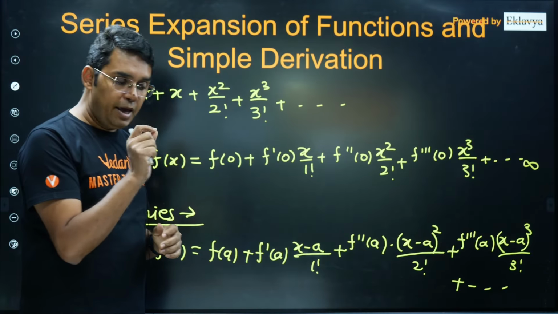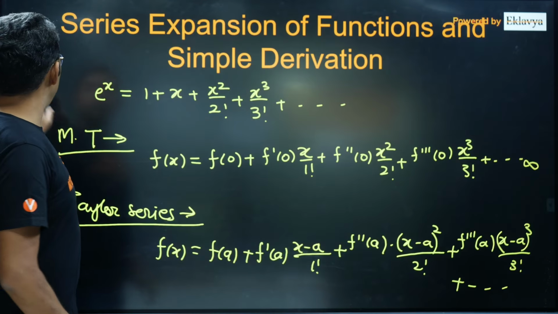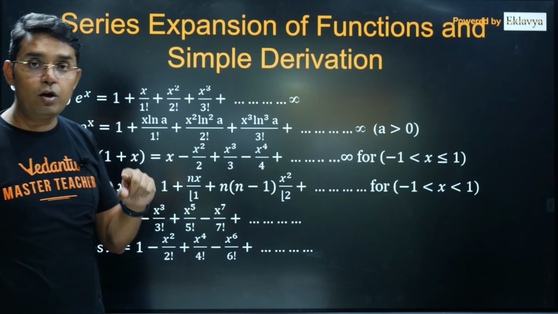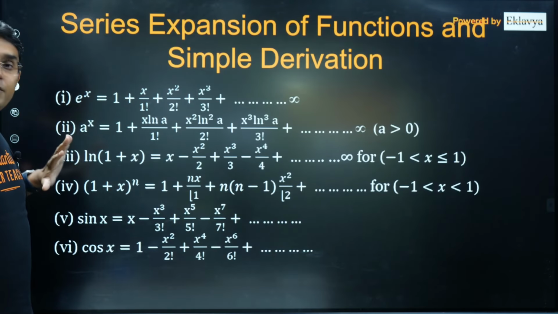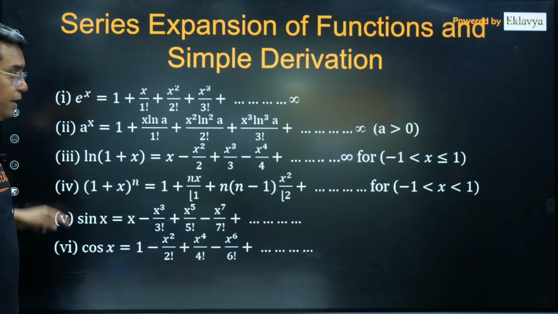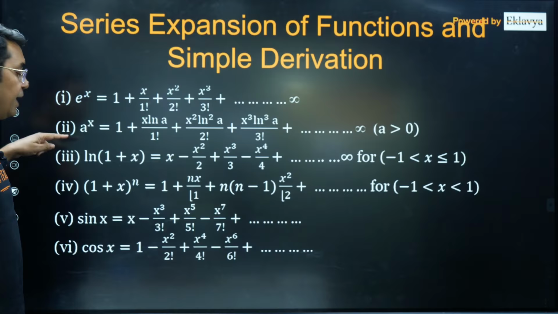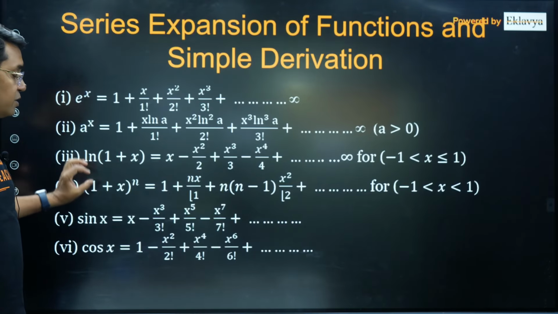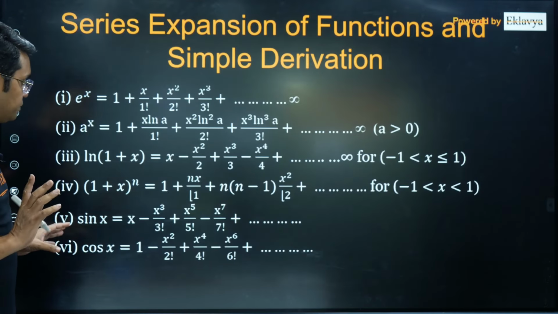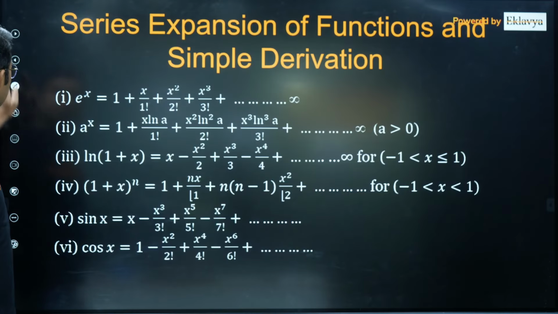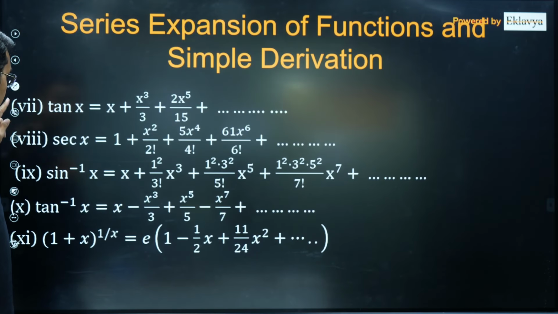They will work for every function, but they may not be that easy as we want. I have prepared a list of 11 functions. You can see 6 here: e power x, a power x, ln(1 plus x), (1 plus x) power n, which is nothing but binomial expansion for natural number and also for any index. Then sin x, cos x, tan x, secant x, sin inverse x, tan inverse x, and (1 plus x) whole power 1 upon x.